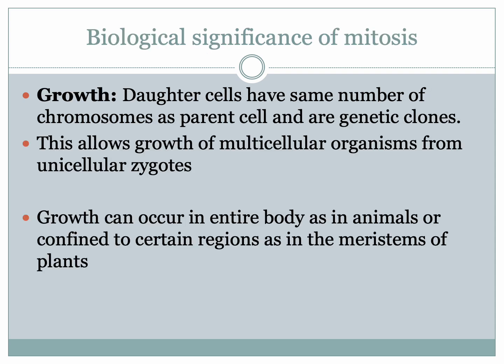Looking at some of the importances of mitosis. Growth. Daughter cells have the same number of chromosomes as the parent cell and are genetic clones. This allows growth of multicellular organisms from a unicellular zygote. Growth can occur within the entire body, such as in animals, or confined to a certain region, as in the meristems of plants, meaning like the root tips growing in the onion.